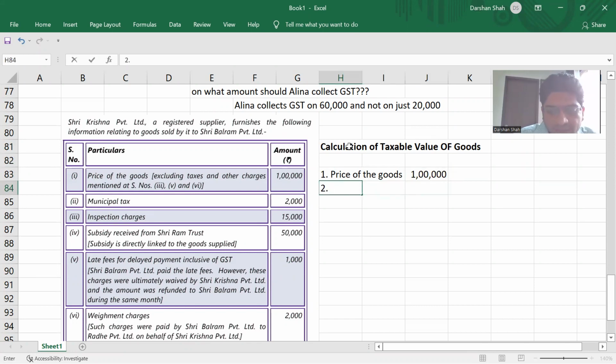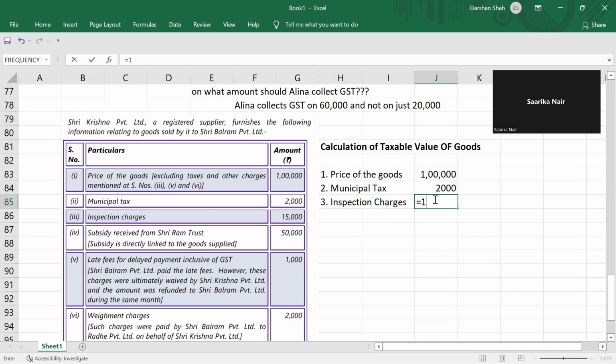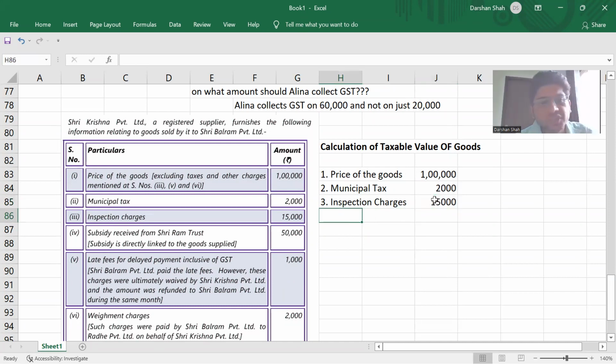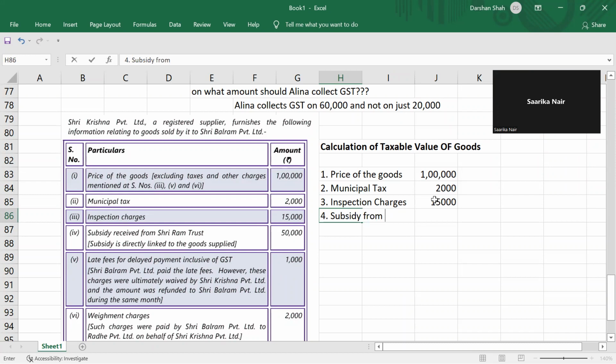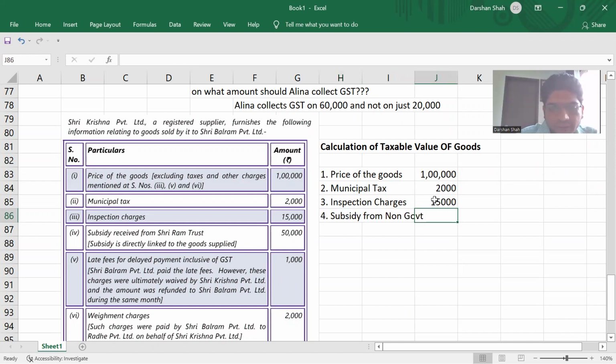Second, municipal tax. Should I consider or ignore municipal tax? It should be considered, because all taxes other than GST will be considered. So municipal tax 2,000. Third, inspection charges. Do inspection charges happen after delivery or before delivery? Pre-delivery. Should we add pre-delivery charges? Yes, inspection charges will be added, 15,000. Subsidy received from Shri Ram Trust; the subsidy is directly linked to the goods supplied. Does it look like a government subsidy? No. So a non-government subsidy should be added. So 50,000 will be added.